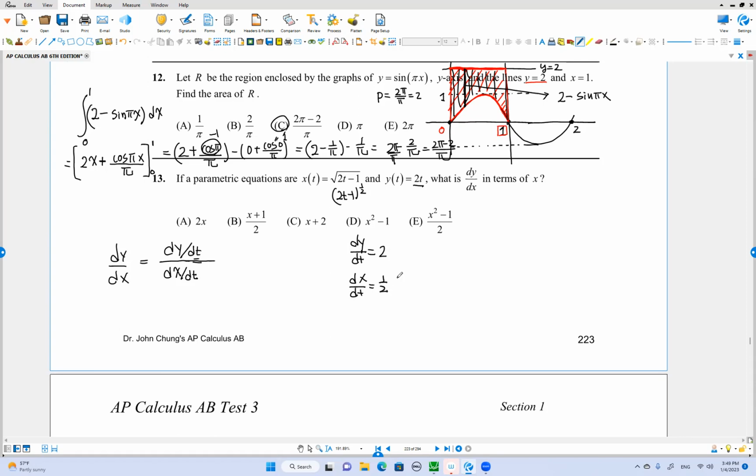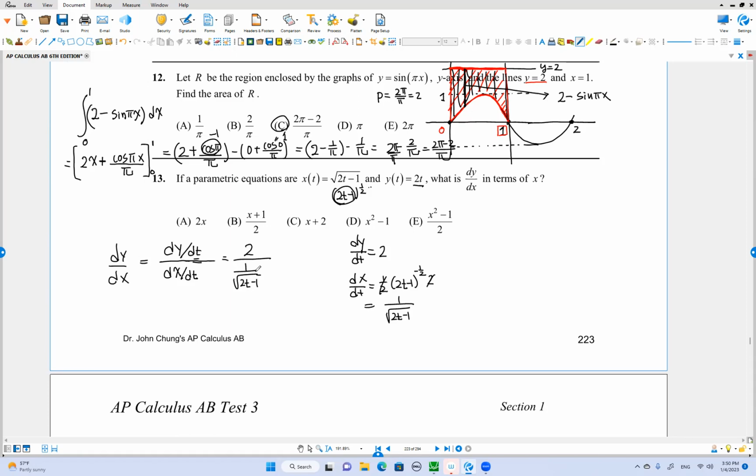1/2 moves to the front, and 2t minus 1 to the minus 1/2, that is a negative exponent. But 1/2, take the derivative inside, times 2. So this is out. It looks like 1 over square root of 2t minus 1. Okay, that is dx dt. Now you can use this one. dy dt is 2. dx dt is 1 over square root of 2t minus 1.